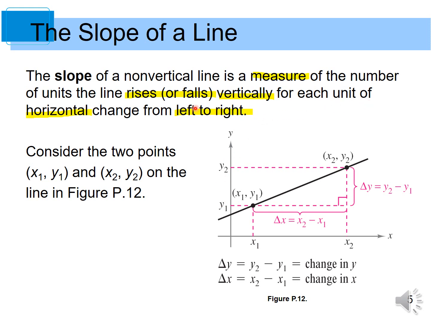For each unit of horizontal change from left to right, we take x2 minus x1. We call this delta x.